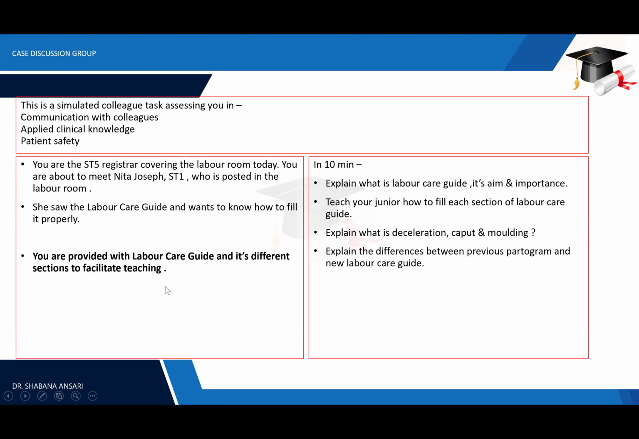You also have to explain what the labor care guide is, its aim and importance. Then the first volunteer will fill at least two sections. All right, so come on, please. Who would like to come?